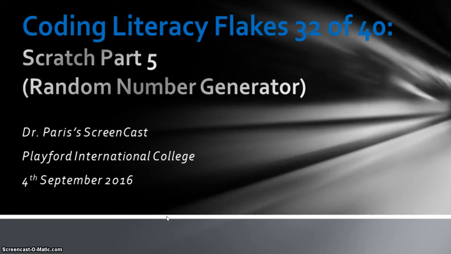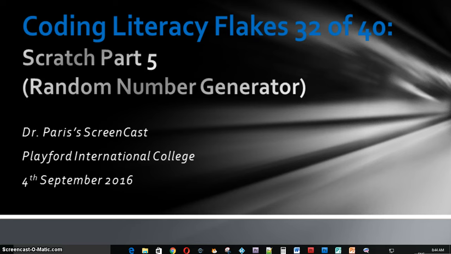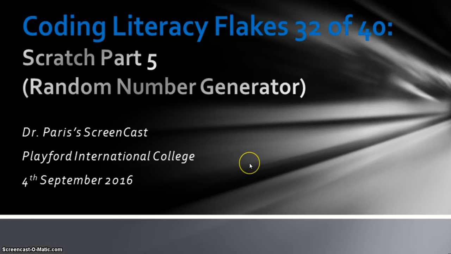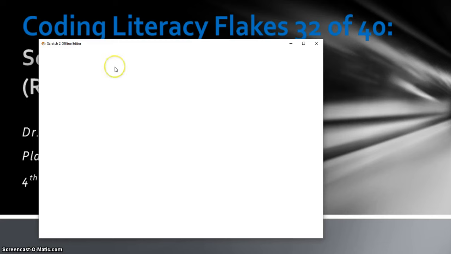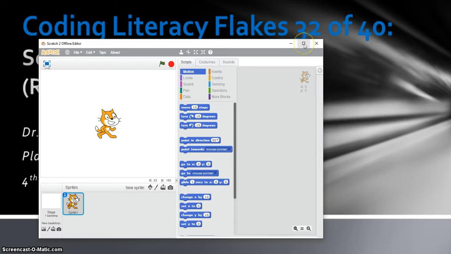Welcome to Coding Literacy Flakes 32 of 40, Scratch Part 5. We'll look at a random number generator in Scratch. To commence with, let's just open up Scratch. And again, a reminder, I'm using Scratch version 2, the offline editor.